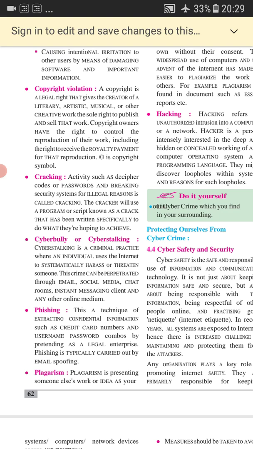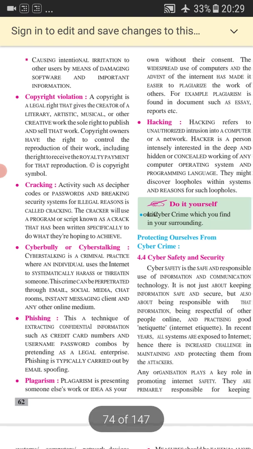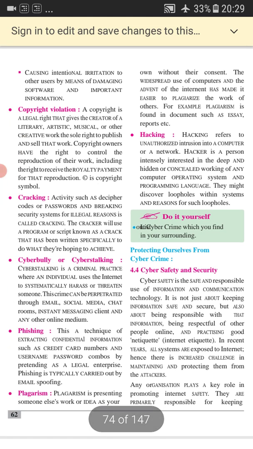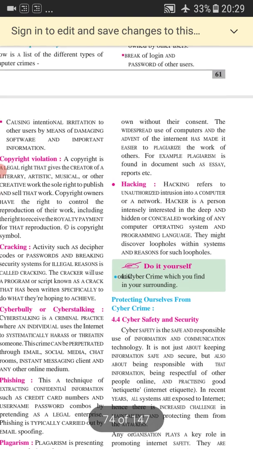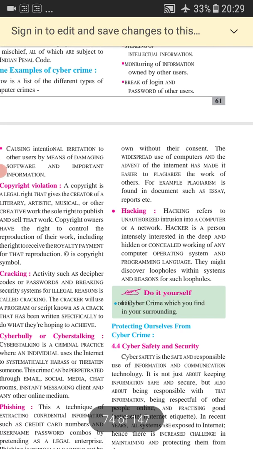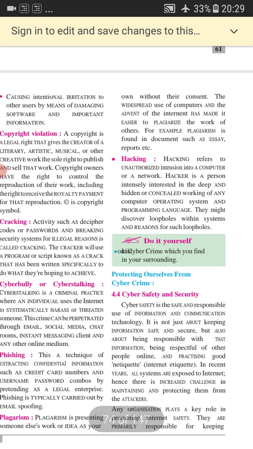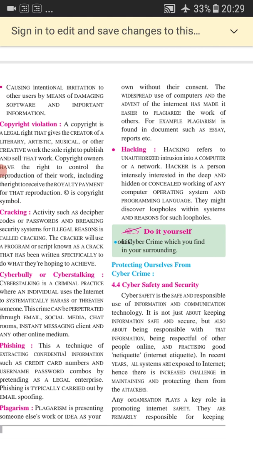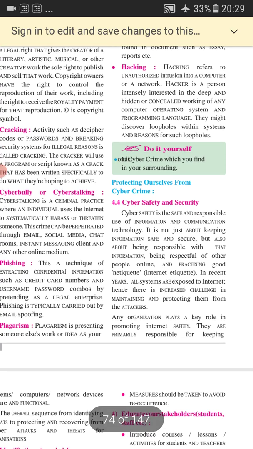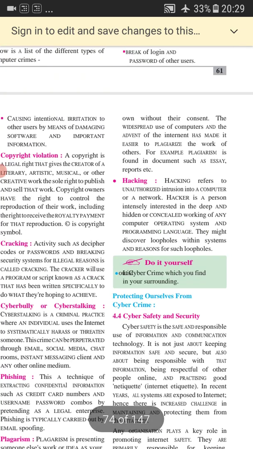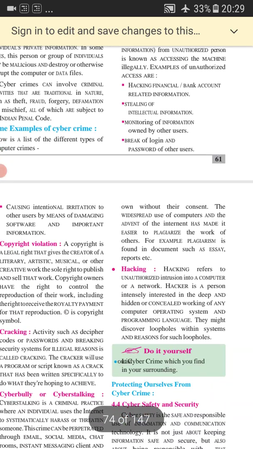Next is plagiarism. Plagiarism is presenting someone else's work or idea as your own idea. So this is again very illegal. You cannot represent anyone else's idea by mentioning your name. Next is hacking. You must have heard about hacking. Hacking refers to unauthorized intrusion into a computer or a network. So these are all the crimes that come under cybercrime.